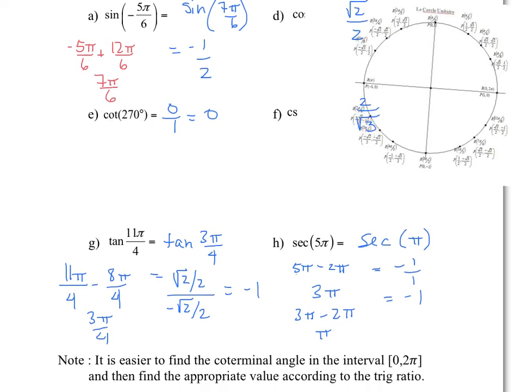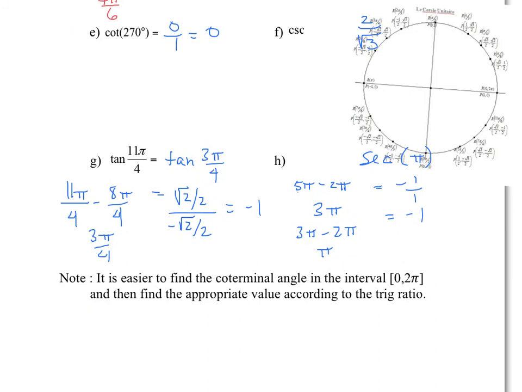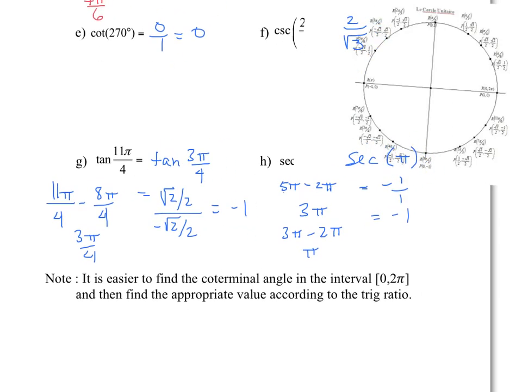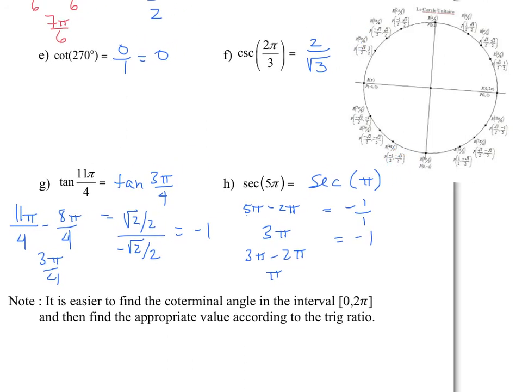Alright, so nice last little note here. It is easier to find a coterminal angle in the interval 0 to 2 pi than it is to find the appropriate value according to the trig ratio. So exactly like I did here, instead of working with 11 pi over 4, I'm changing it to 3 pi over 4. Instead of working with 5 pi over here, I'm changing it to pi. So work with the first values in your unit circle.